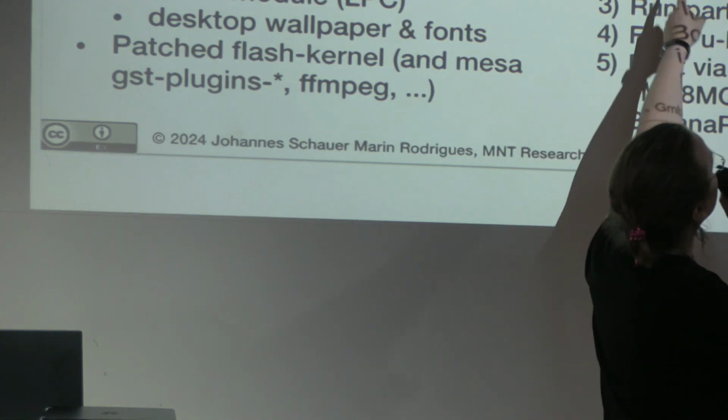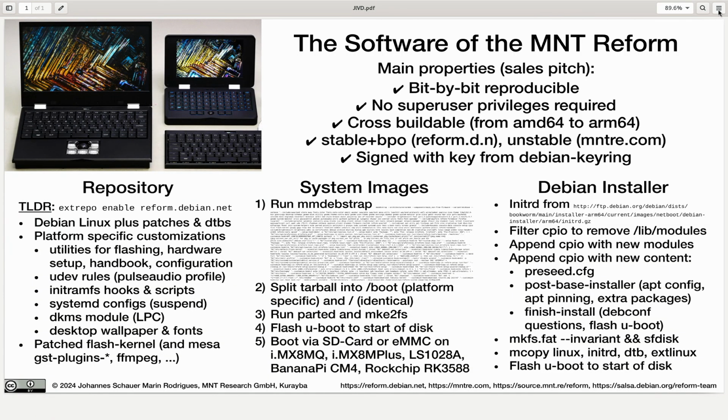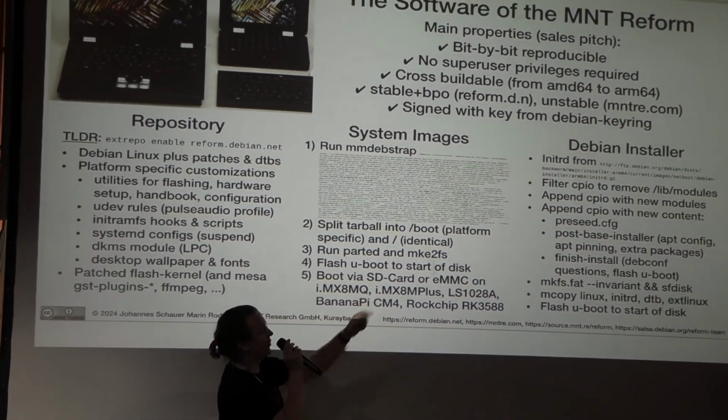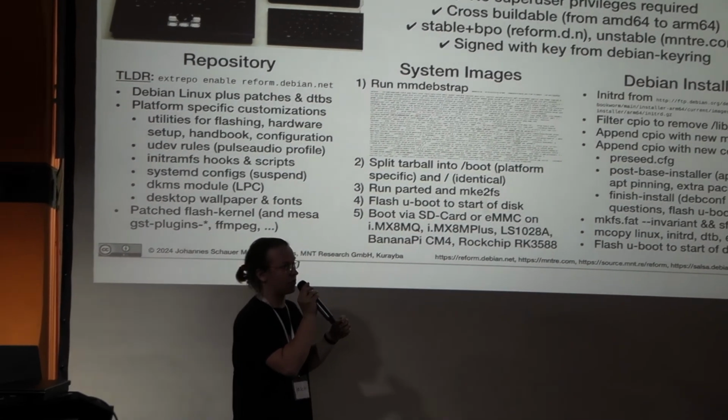Let me go through this very simple mmdebstrap one-liner, which sets up the system image. It is very simple. We run mmdebstrap, tell it what to install, tell it what files to copy into the chroot. It creates a disk image, which we add a partition table to, flash U-Boot, and we have a system. The whole script in the end is only a few hundred lines long. It's very simple. Same with the Debian installer. We take the upstream Debian installer from Debian, modify the initramfs a bit, and we get stuff that runs on the Reform.